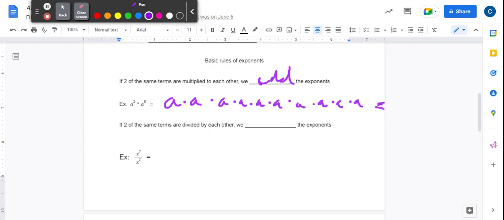So what we have is a bunch of these a's being multiplied together. Well, how many? 1, 2, 3, 4, 5, 6, 7, 8, 9, 10. So a squared times a to the eighth is just a to the 10th power. So when we have two terms multiplying by each other, we add the exponents. Similarly, if two of the same terms divide by each other, we subtract the exponents.